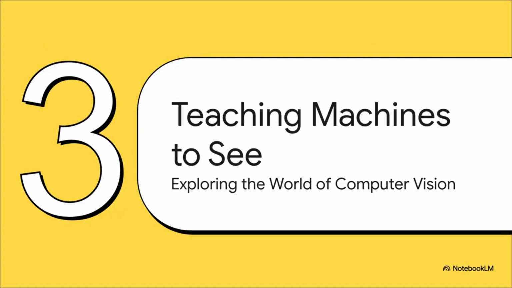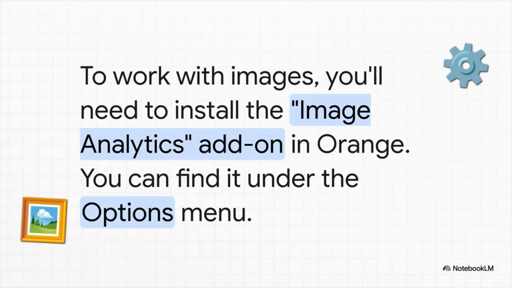Okay, that was data science. Pretty cool. But what about images? What if you could teach a machine to group a whole folder of unlabeled pictures all by itself? Let's jump into the world of computer vision with Orange. Just a quick practical tip before we start on this one. To work with images, you're going to need to install the Image Analytics add-on. It's super simple to do right inside Orange, and it unlocks a whole new set of really powerful tools.